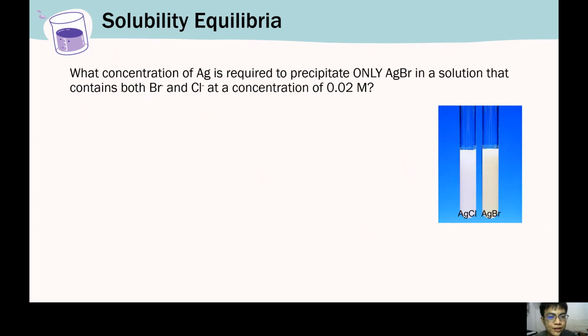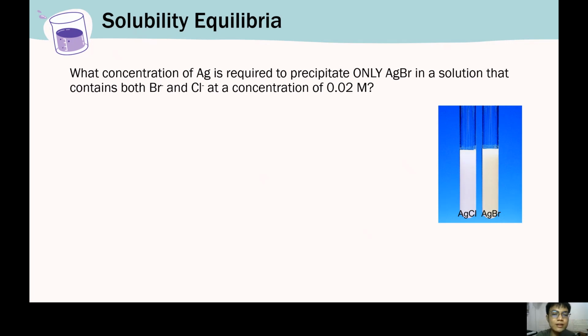Another type of problem here is that you will need to know what is the minimum concentration for you to precipitate out one ion. Okay? So let's look at this problem. What concentration of silver is required to precipitate only silver bromide in a solution that contains both bromide and chloride ions of 0.02 molar? Okay? So yan yung pinaka-question sa atin.